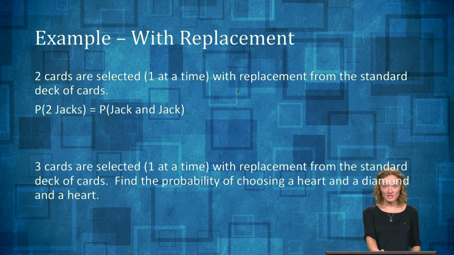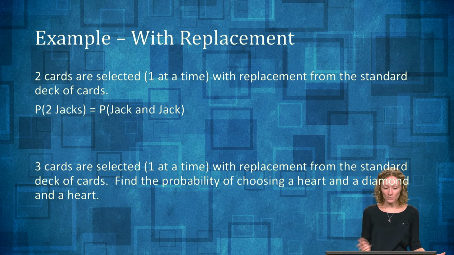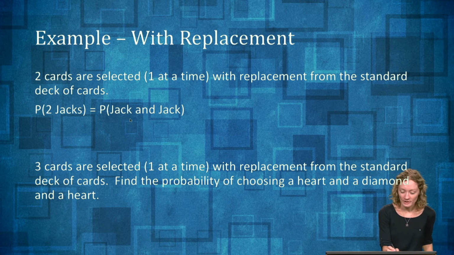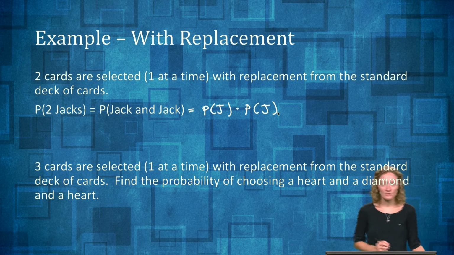If the information is needed, the problem will tell you if there is replacement or not. So this one says with replacement. We know the card is picked, and then it's put back. So what's the probability of choosing 2 jacks? So probability of jack and jack is probability of choosing a jack times probability of choosing a jack. Each individual thing multiplied by each other.